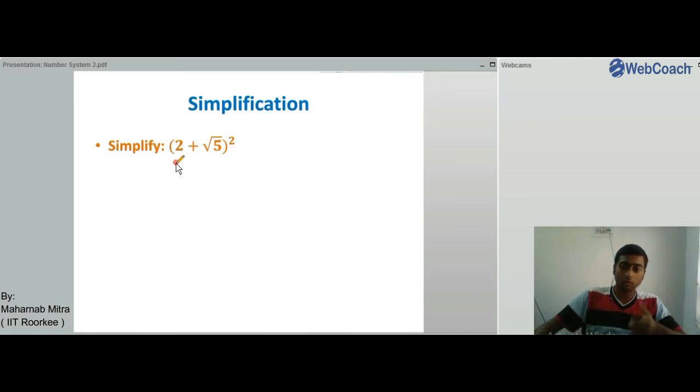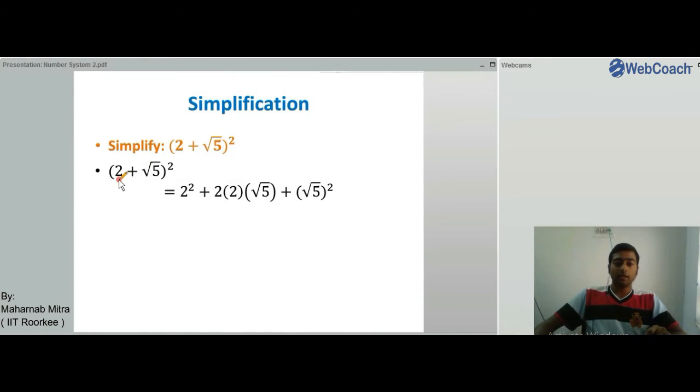Let us simplify this one: (2 plus square root 5) whole square. Whenever you see whole square, the formula must strike in your mind. (A plus B) whole square is A square plus 2AB plus B square, right? So here we are using the same thing. We take the first number and square it, 2 square, then 2 times the first number multiplied with the second number, 2AB, and finally B square, the second number squared, right?